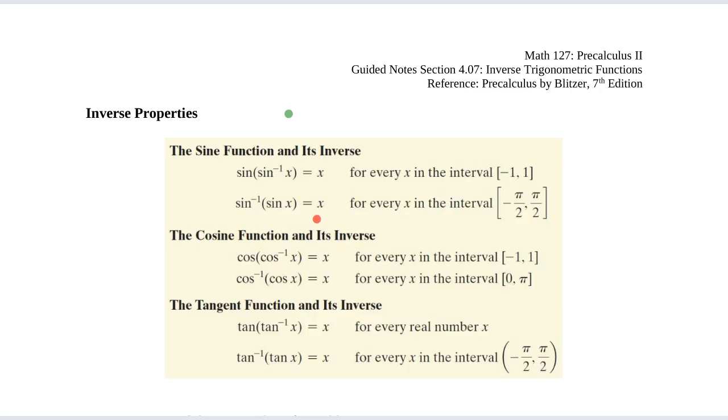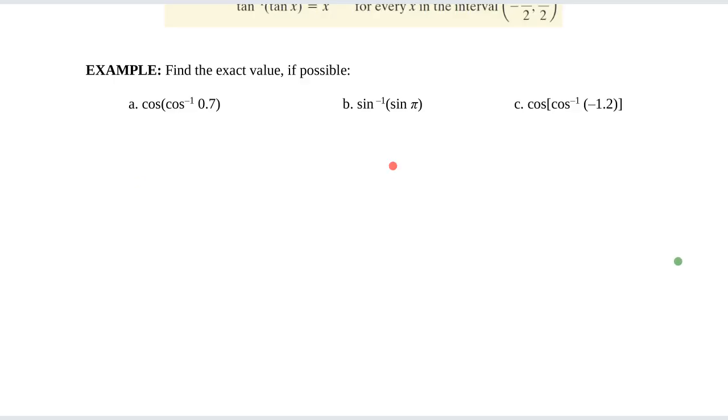So again, this inverse property only works when the inputs and outputs stay within the restricted domains and ranges. This is why understanding principal values is so important. So let's see how these properties work with the practice part here, in the example.